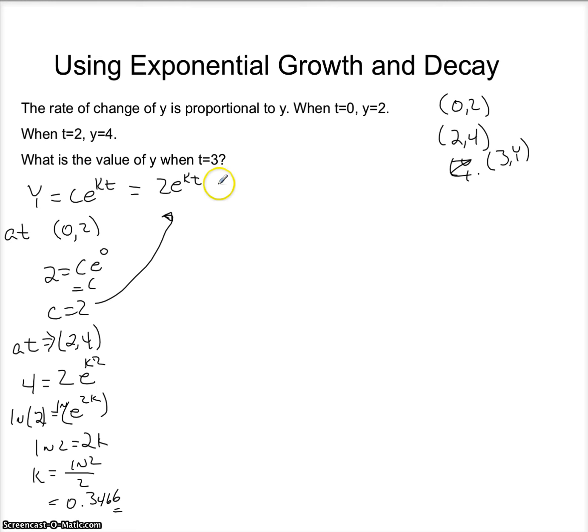All right, so now I can rewrite this equation as y is 2e to the 0.3466t. Now I want to find y when t is 3. So y when t is 3 is equal to 2e to the 0.3466 times 3. So I get an answer of about 5.657. Now is where I round to 3 decimals. Always carry extras during your computations though.